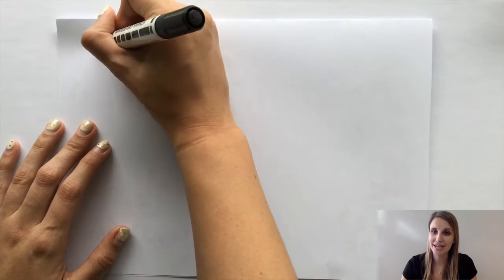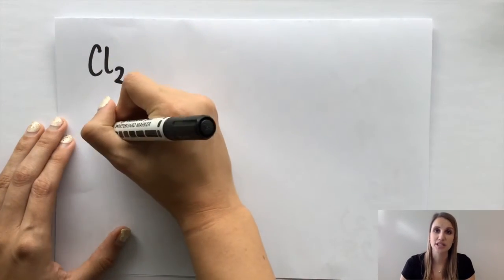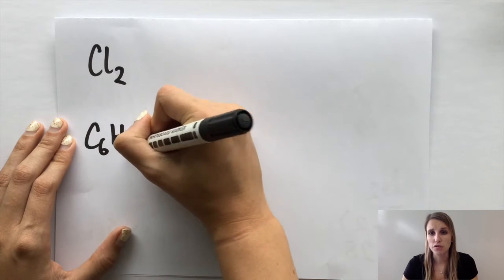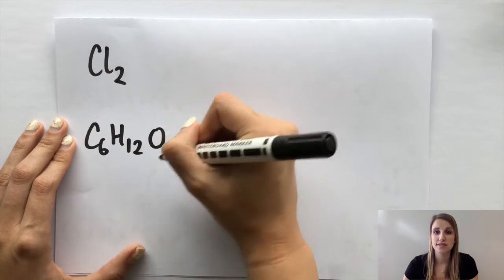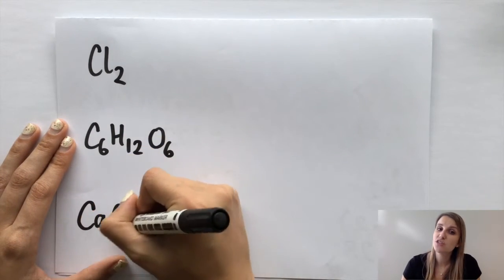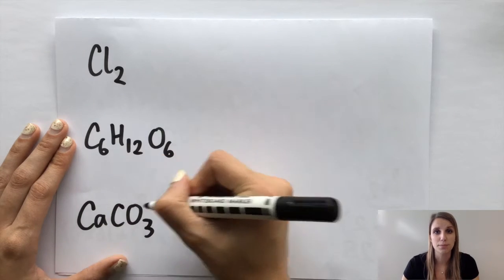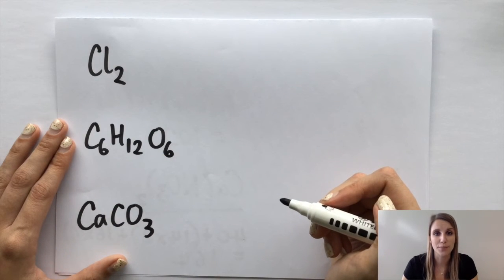As always, here's a few for you to try. Dig out your periodic table, have a go at these 3 examples. You've got chlorine, you've got sugar, glucose, C6H12O6, and you've got calcium carbonate at the bottom. Pause, have a go at the examples.